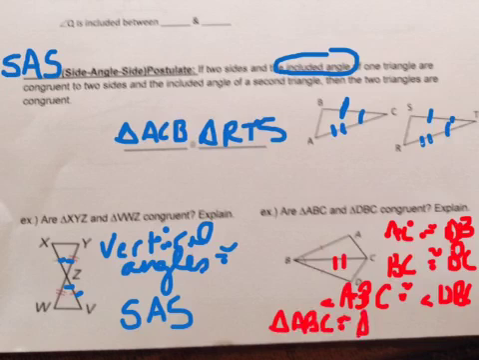And I could say the reason would be if two sides and an included angle are congruent to each other in two triangles, then by side angle side, that would be my reason, side angle side, they are congruent.